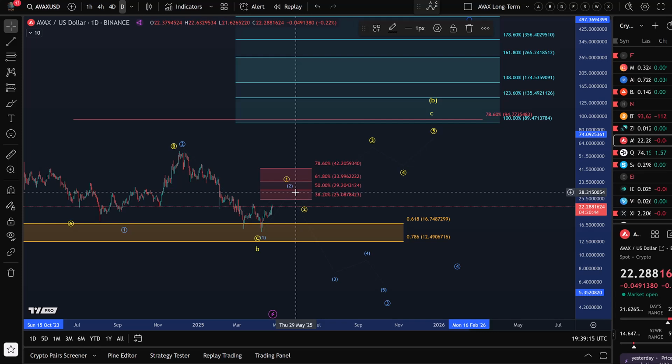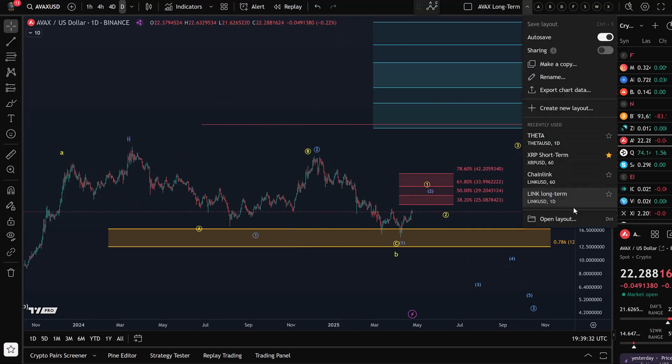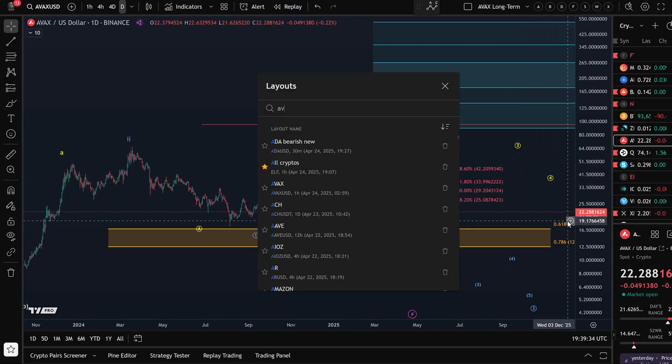So these are the 2 scenarios I'm tracking, which means, in very simple terms, we are now approaching resistance between $25.08 and $42.20. And we have not broken yet above the last swing high that formed here at $23.45 or $23.50. Let's take a look at the shorter time frame for AVAX.